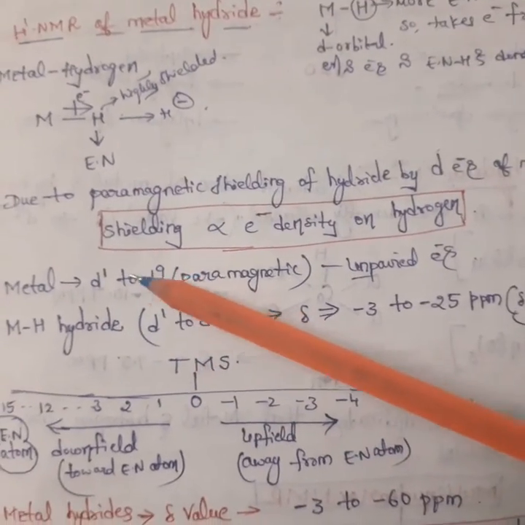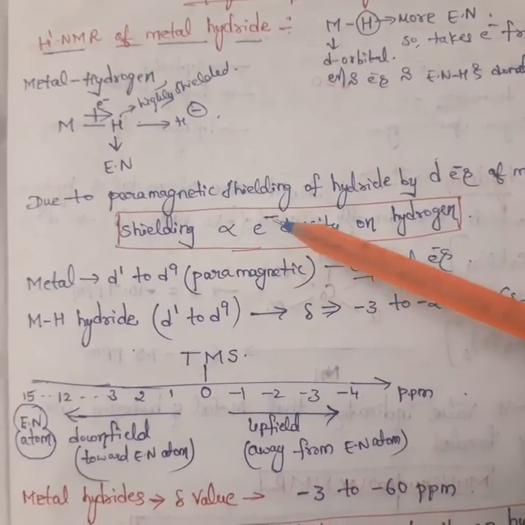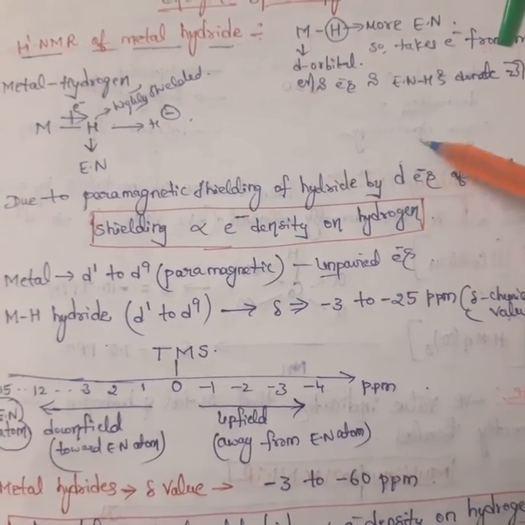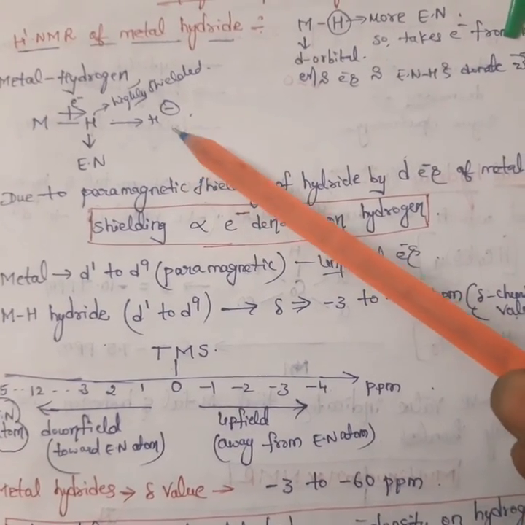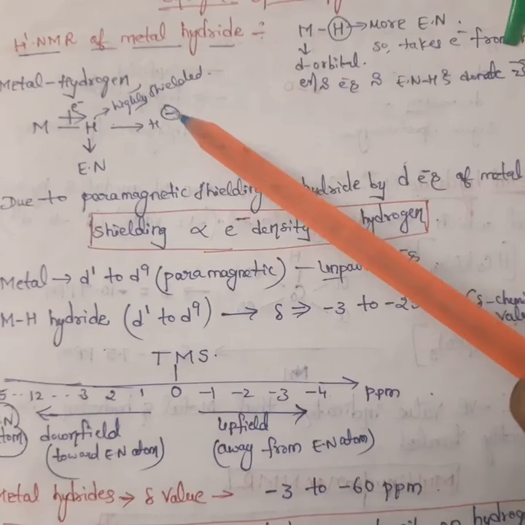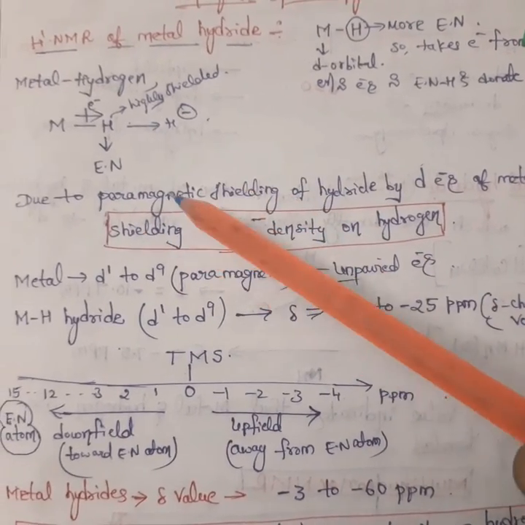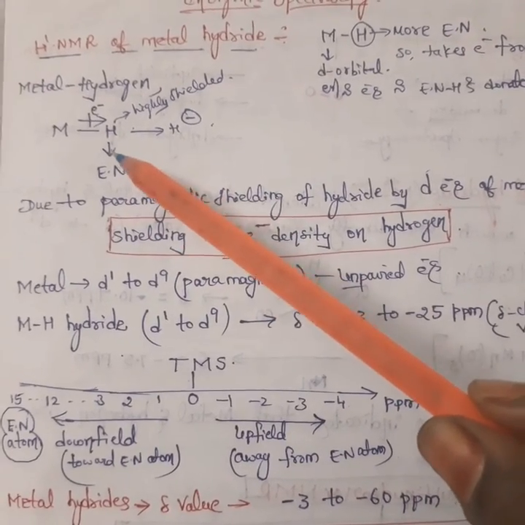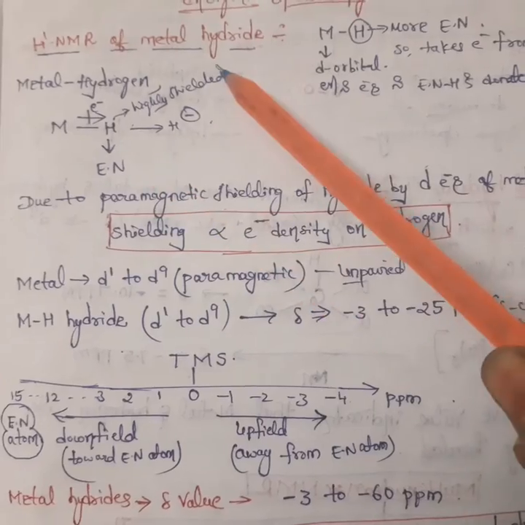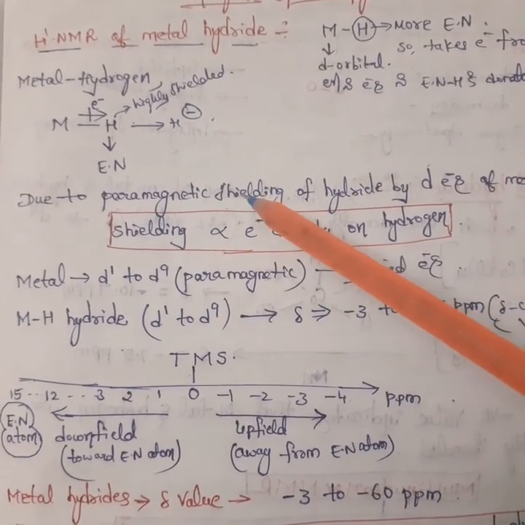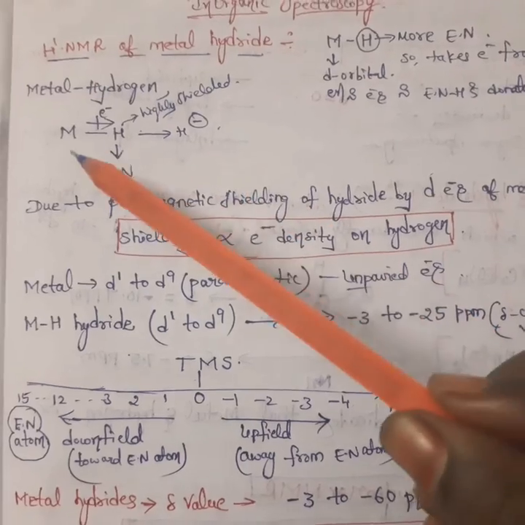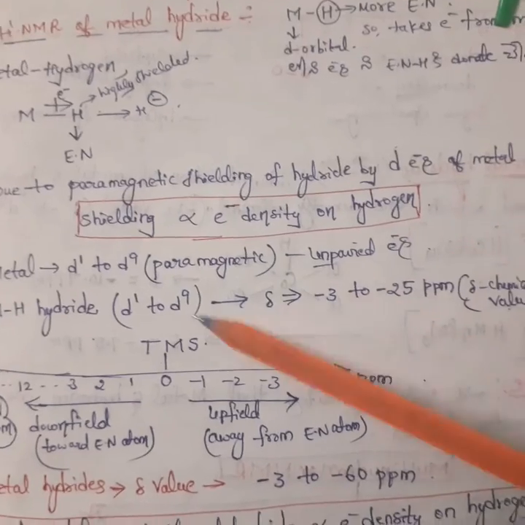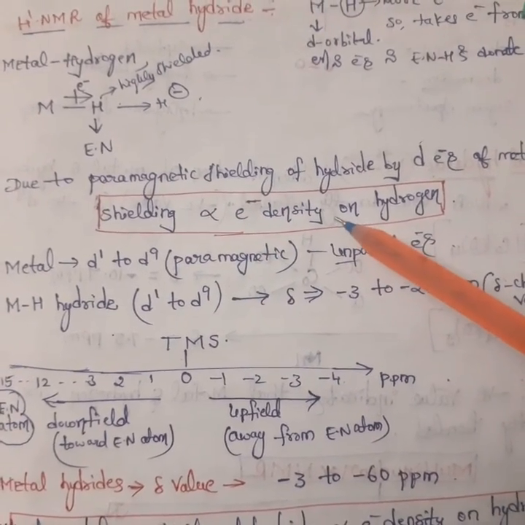See, next. Due to paramagnetic shielding of hydride by d electrons of metal. Here, what's happening? This hydride is getting shielded. How is it shielded? The shielding is paramagnetic. This point is very important. Already I said that the shielding is happening, no? So this shielding is paramagnetic shielding. And how is this happening? The electrons present in the metal are moving towards the hydrogen. This is the thing which we have to remember, and it is most important.